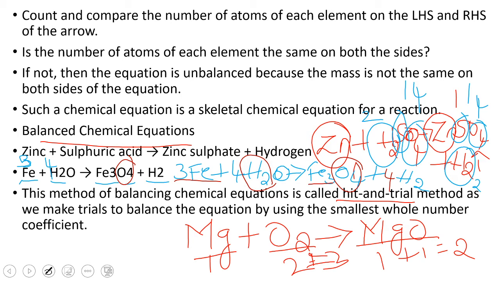It's very important to balance a chemical equation because according to the law of conservation of atoms, the number of atoms participating in a chemical reaction must always be equal to the number of atoms newly formed on the product side. That means in the new products formed, the number of elements should be the same, right?